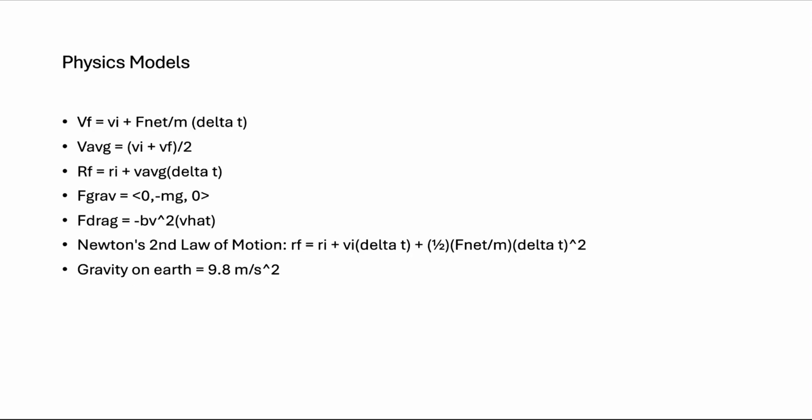Physics models: the vector update formula and the vector average formula, and then using the vector average formula, you find the position update formula. The force of gravity is represented by the y component, negative mass times gravity, and F drag is represented with v hat, which is the unit vector of velocity, and b is the proportionality constant. F drag is equal to negative b v squared times v hat.